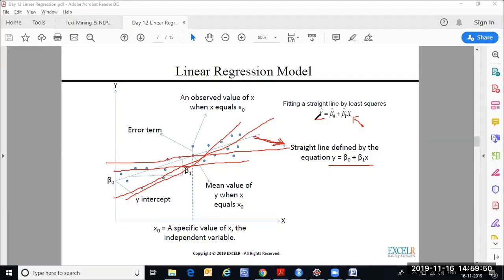When we are predicting this y, the values of these coefficients, beta naught and beta 1, are going to influence the output variable to the maximum.